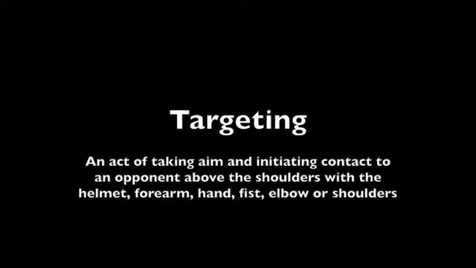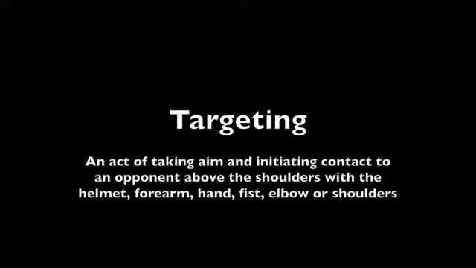The other major rule change for the 2014 season is the addition of targeting. Targeting is an act of taking aim and initiating contact to an opponent above the shoulders with the helmet, forearm, hand, fist, elbow, or shoulders. The key phrase in interpreting this new rule is taking aim. Targeting is an intentional act, and we as officials need to interpret whether contact is due to regular football actions or whether a player is looking for that big hit and intentionally targeting an opponent.